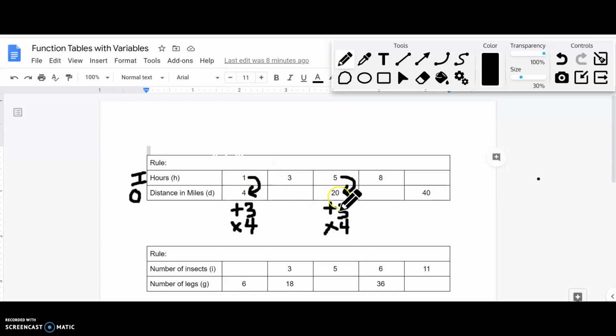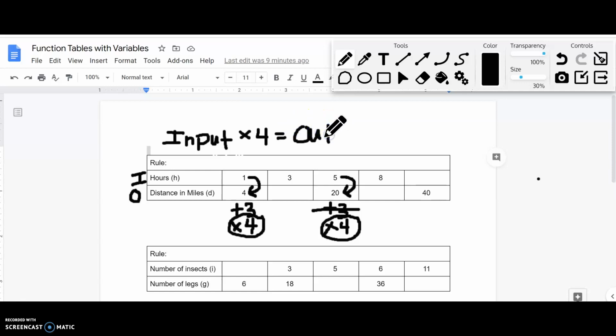So 5 plus 3 is 8. That doesn't work anymore. 5 times 4 is 20. So times 4 worked over here and times 4 worked over here, which means that must be my rule. So lately we would put, okay, input times 4 equals output.